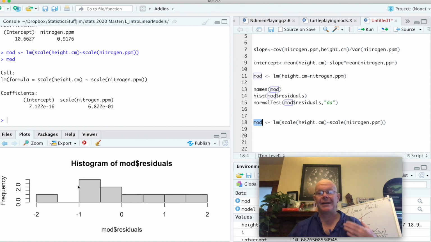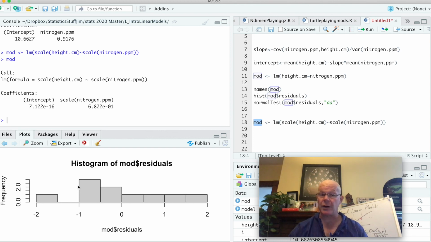And by having it in units of standard deviations, it wouldn't have mattered had I had the height in inches and the nitrogen in moles, or whatever it might be. It wouldn't matter, because now it's in units of standard deviation, and we're no longer under the control of whatever units we tended to measure them by. And so that's another thing that we can do.